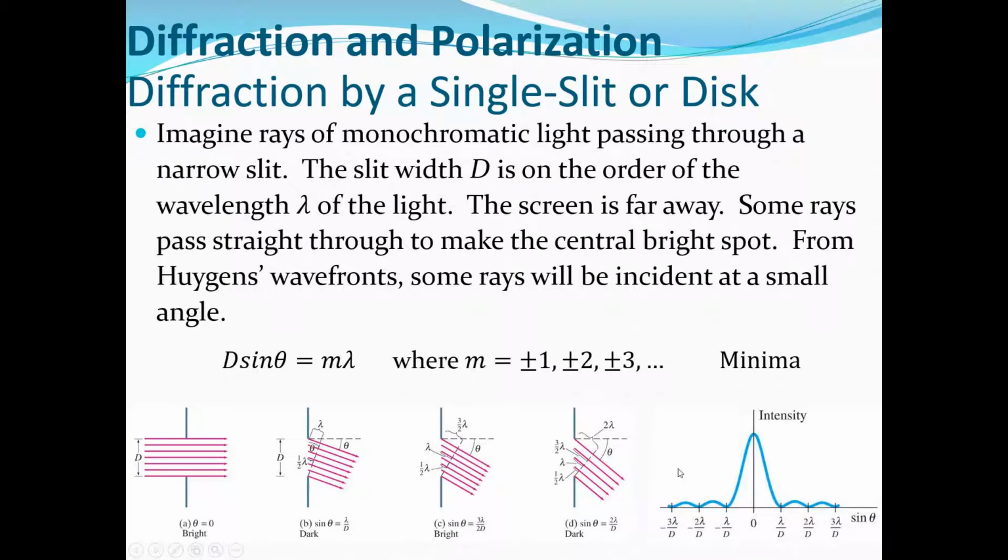The equation should look very similar. It looks like this: d sine theta equals m lambda, where m is any positive or negative integer. One thing I want to point out is that this is very similar to the equation for the double slit experiment. Of course, what we put in for d is different. For the double slit, the little d was representing the distance between the slits. Here, this is representing the spacing of the slit.